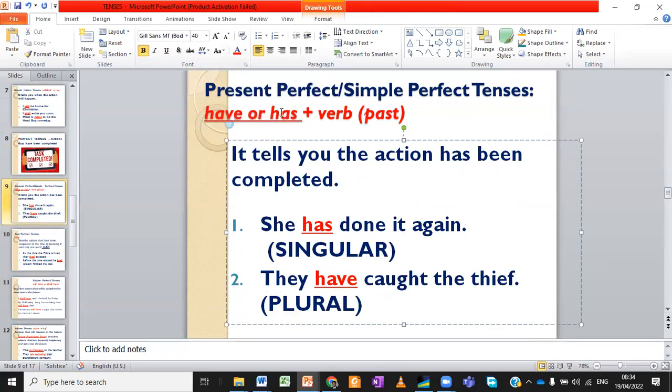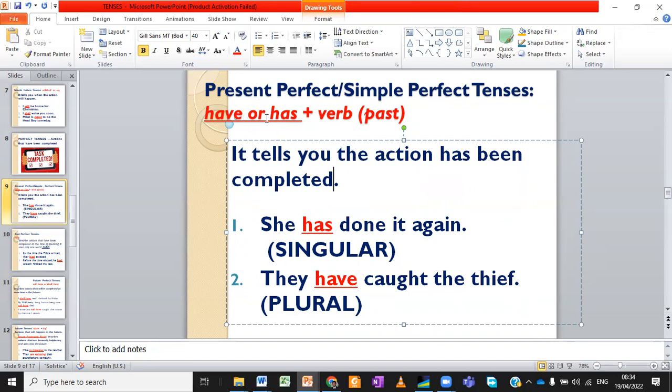You use has when you are referring to a singular subject. Then you use have when you are referring to a plural subject. So anywhere you see have or has, know that they are talking about present perfect or simple perfect tenses. It tells you the action has been completed. She has done it again.